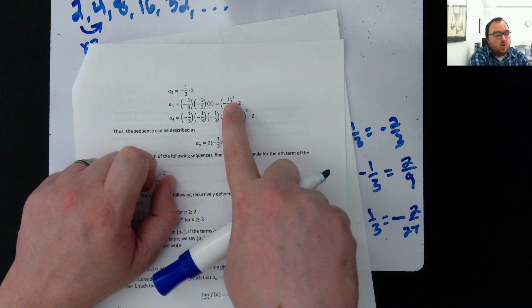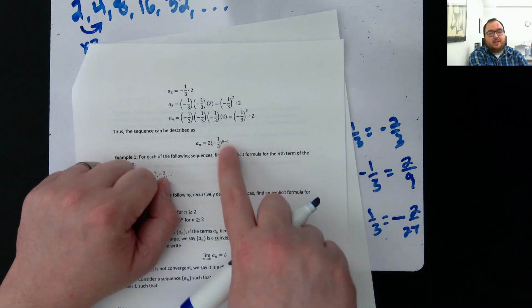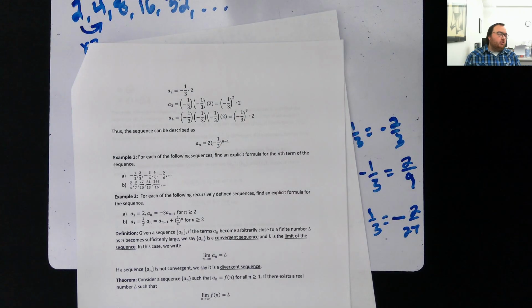For term number 2, I did to the power of a 1, right? So this is it. So that's just a general idea of how I'm going to find what the formulas are with these. So let's do some examples now.